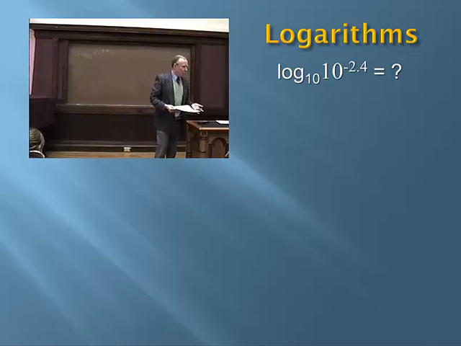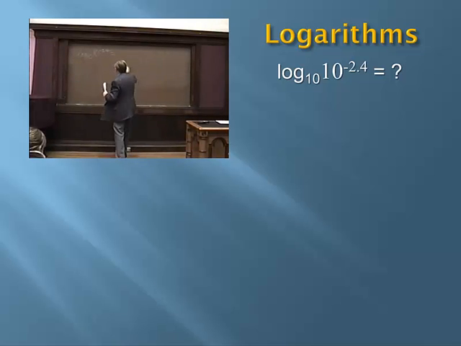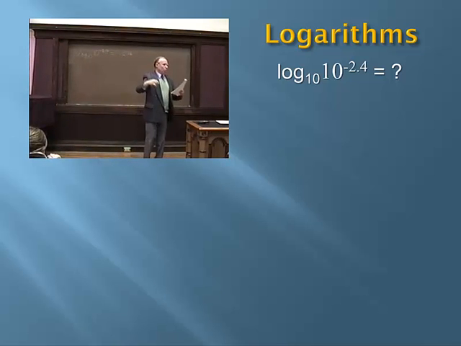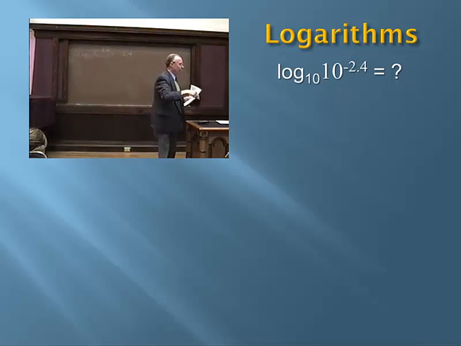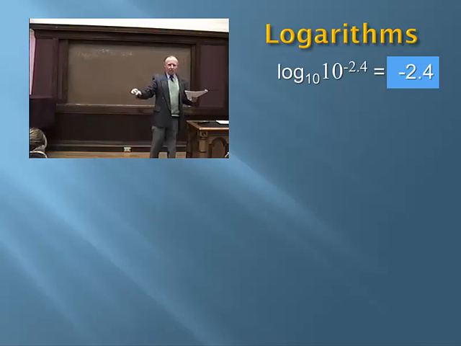It's minus 2.4. It is the power you have to raise 10 to give you the number of interest. Now, what is the number of interest? It turns out it's expressed as a power of 10. It's 10 to the minus 2.4. What power do you have to raise 10 to get 10 to the minus 2.4? Minus 2.4. Is that clear? Any question about that?